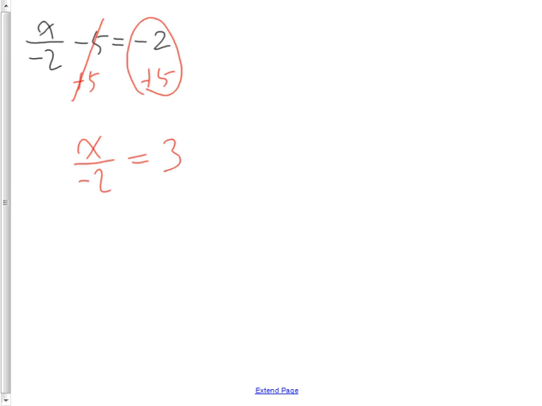And what we want to think of is what does x divided by negative 2. The opposite of dividing by negative 2 is to multiply. So when I multiply both sides by negative 2, I isolate x, and its value is a negative 6. Not a positive 6, but a negative 6.